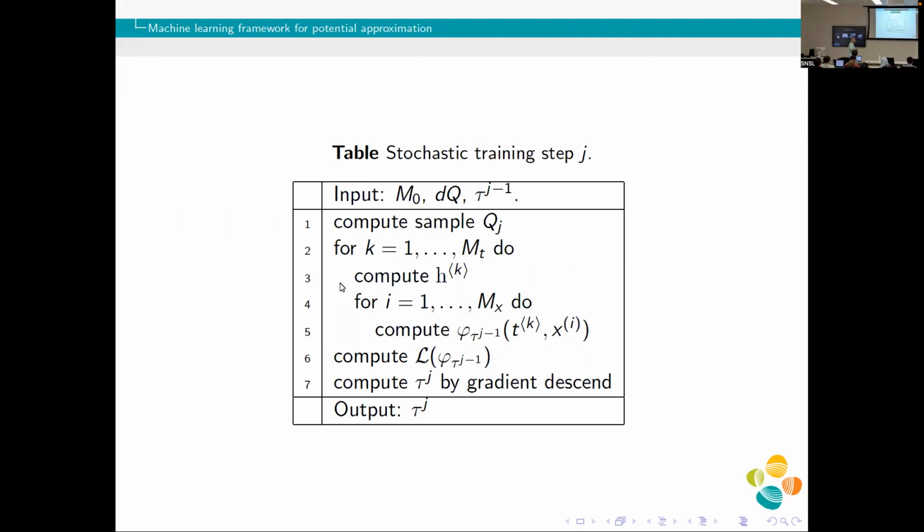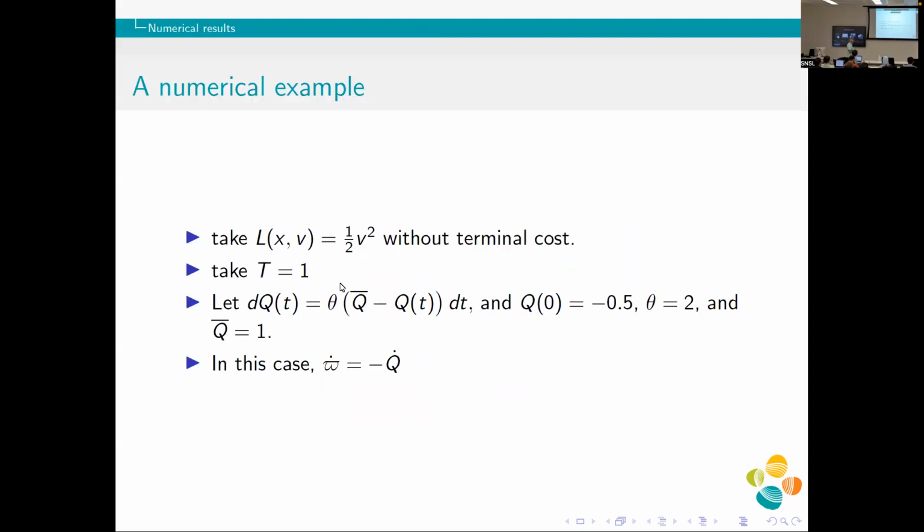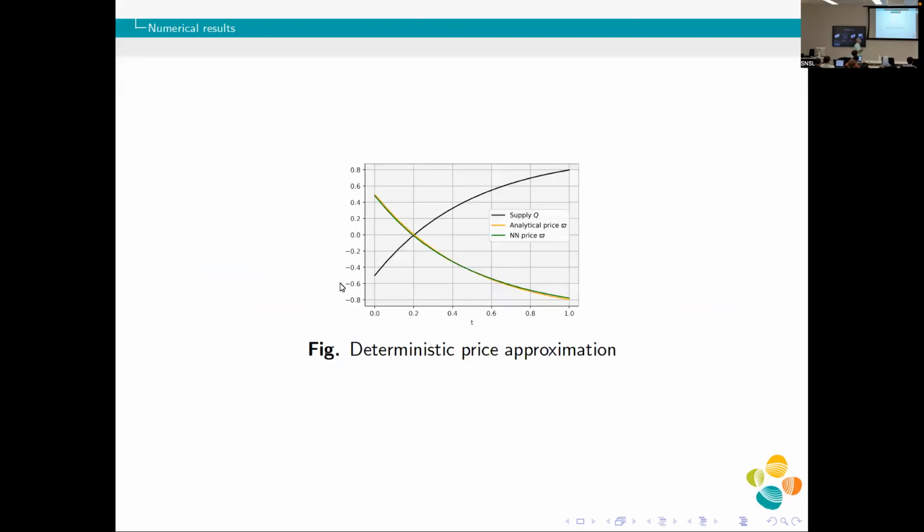So we consider a sample, we compute the loss functional, compute the gradient descent, and iterate. And at every step, we have a new sample. So this is the way that we force common noise here. And here it is an example. So we take a Lagrangian, which is quadratic, no terminal cost, terminal time equals 1, mean reverting process. Because this is linear quadratic, we can actually get a differential equation for the price, and in fact you get a really good agreement between these two.